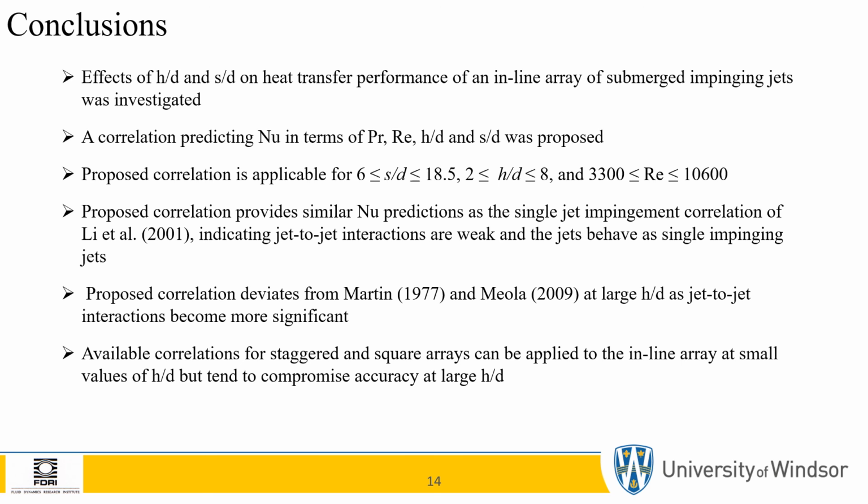The correlation provides similar Nusselt number predictions as the single jet impingement correlations of Lee et al., indicating weak jet-to-jet interactions in the range tested. The correlation tended to deviate from Martin and Miola at large H/D, when jet-to-jet interactions become more dominant. Hence, the present correlation can be applied to the inline array at small values of H/D, but tends to compromise accuracy at large values of H/D.